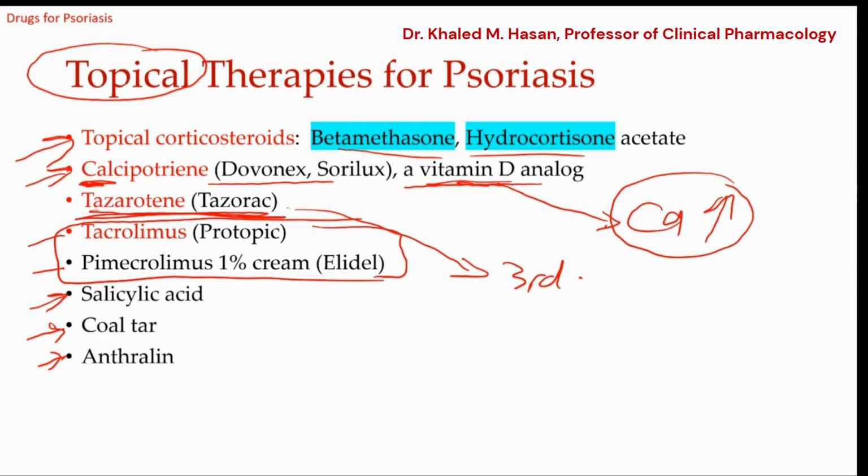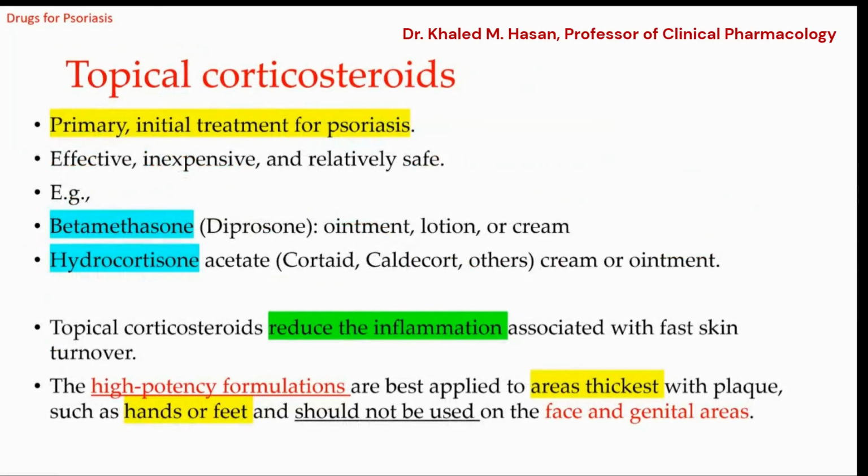But remember, the first medication, cortisone. The second medication will be calcipotriene. We are going to discuss it later on. So for psoriasis, number one, cortisone. Topical corticosteroids, primary initial therapy for psoriasis. It's a very important thing. Primary initial therapy. The first medication for psoriasis will be topical cortisone.